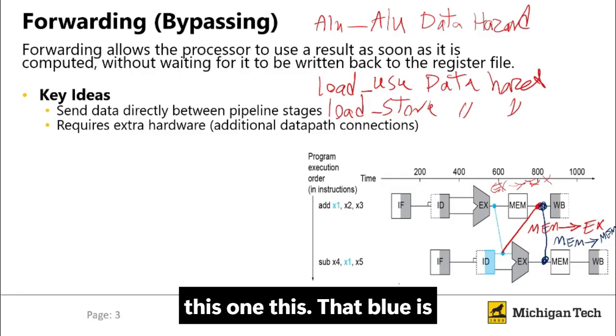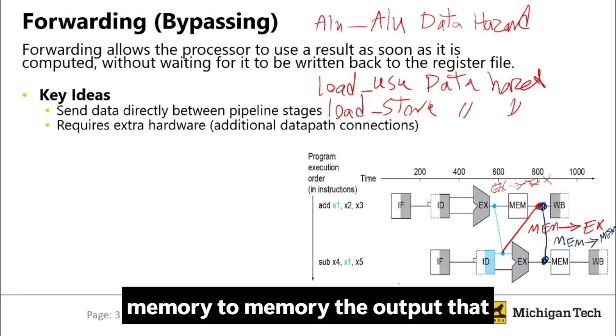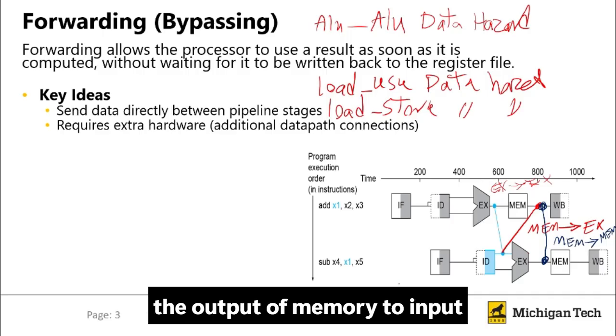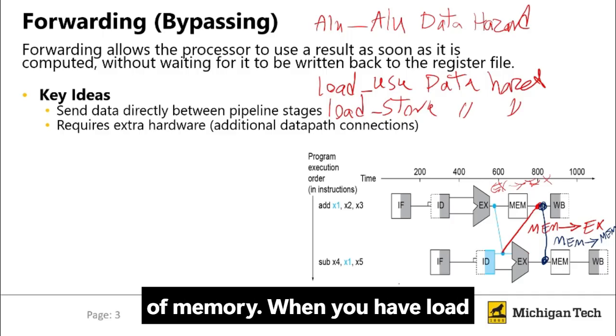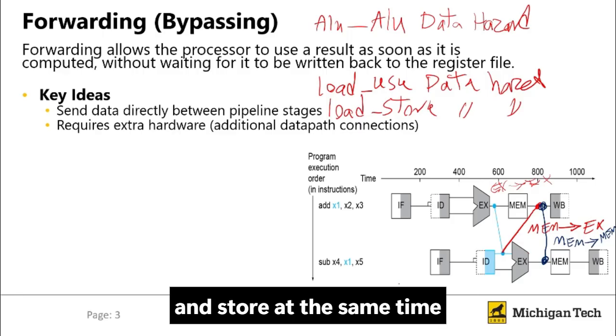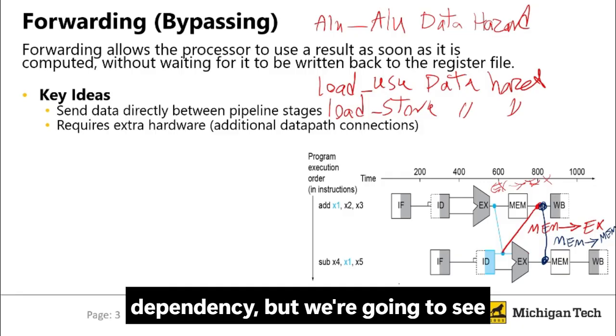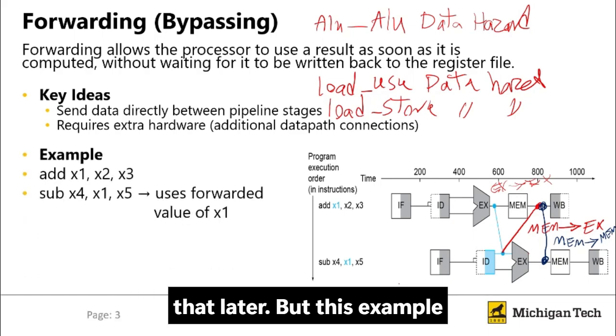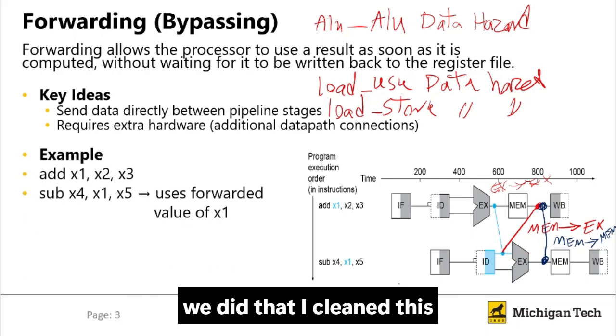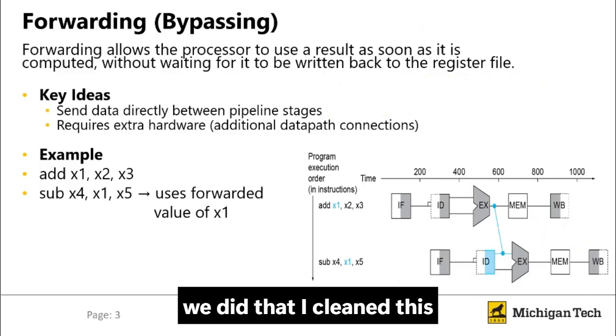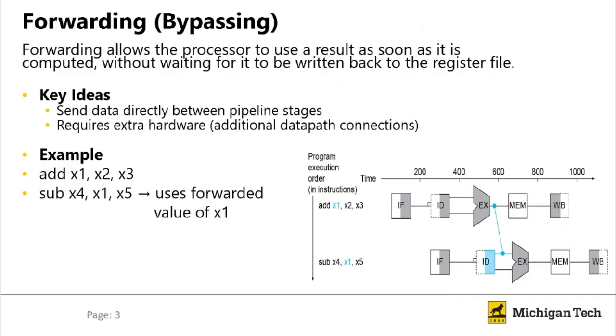And this dark blue one is memory to memory, the output of memory to the input of memory, when you have a load and a store at the same time and they have a dependency. But we're going to see that later. For this example, let me clean this up, just this blue one.